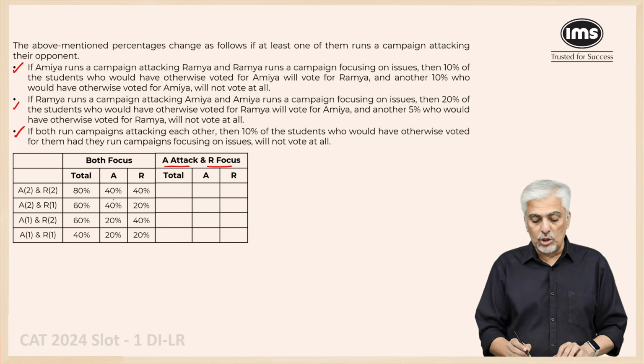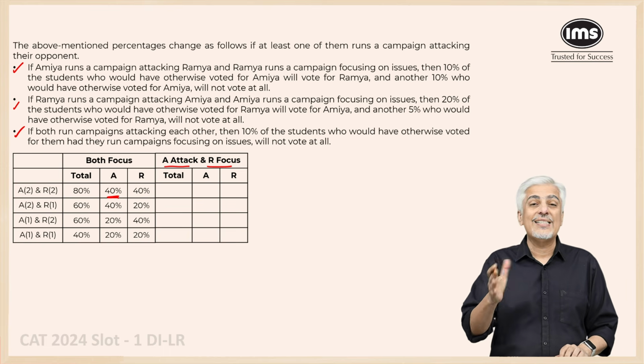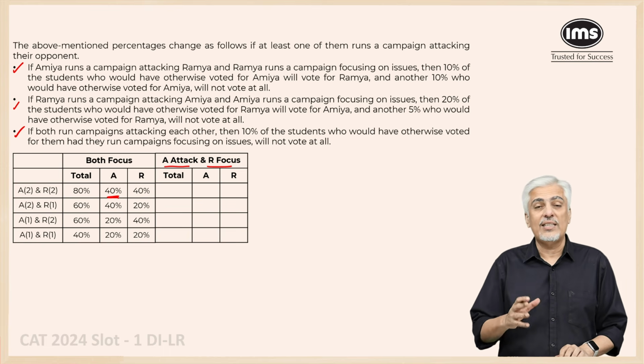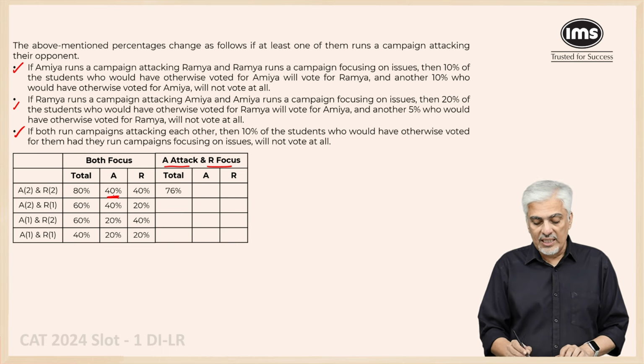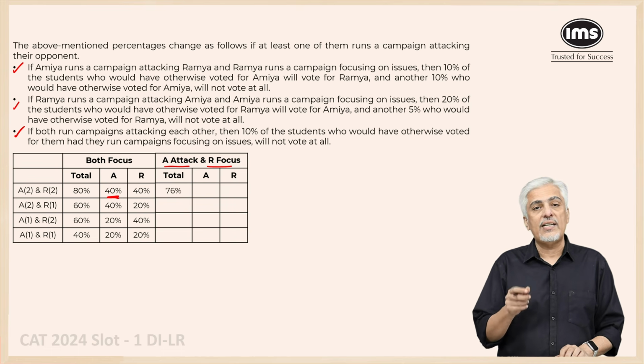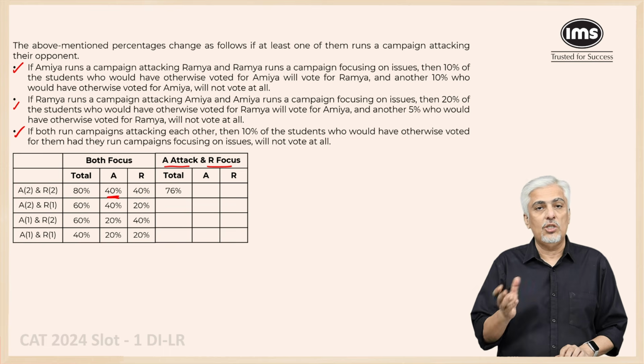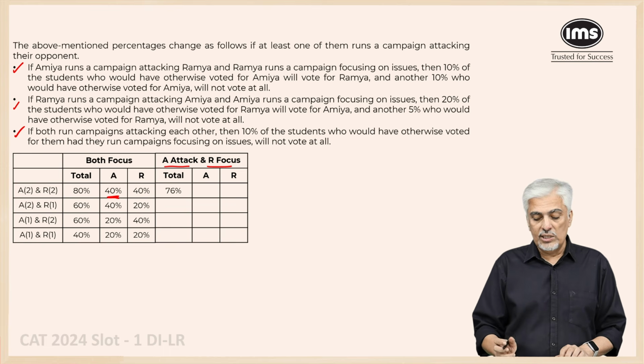So 10% of the voters who are voting for AMIA would not vote at all, and 10% would go to Ramia, but they're still there in the voting list, or they're still going to vote, right? So hence, out of 40, 10% will not vote at all. So total will become 76, but AMIA will lose 20%: 10% she will lose to Ramia, and 10% she will lose because they do not vote, because they were all her voters who do not vote. So hence, AMIA will get 20% less votes, so she'll get 32 votes. Remaining all Ramia will get, which will be 44.